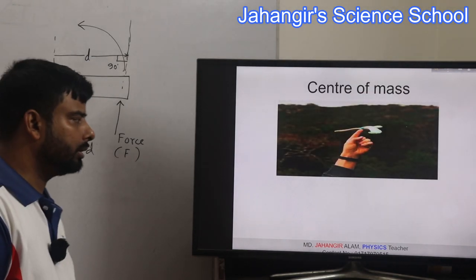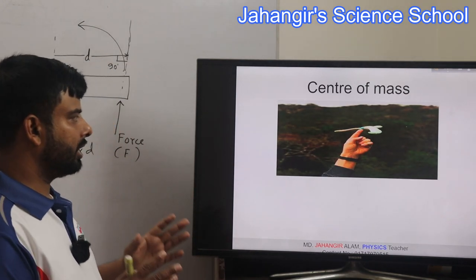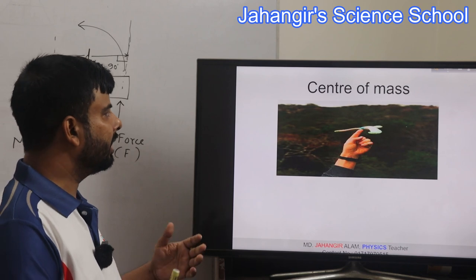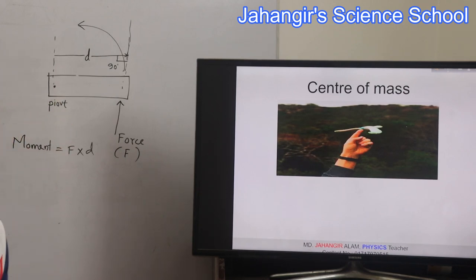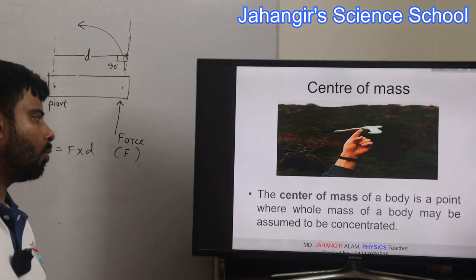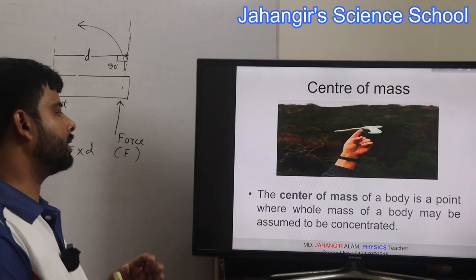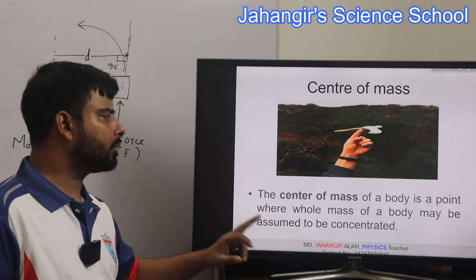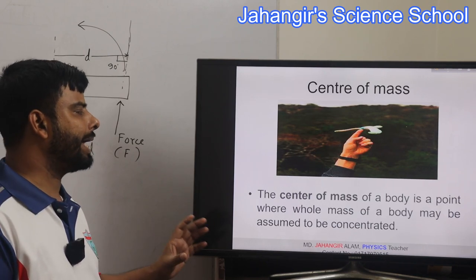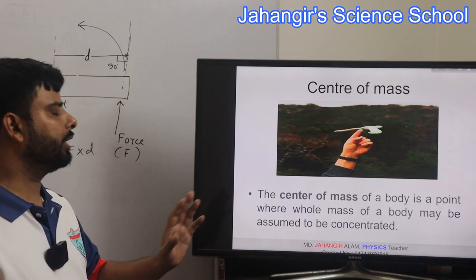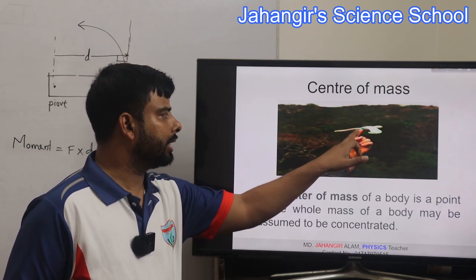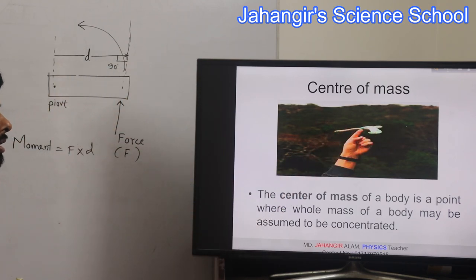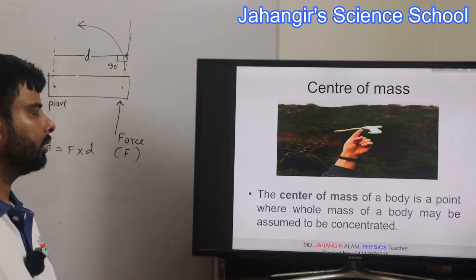Now, center of mass. Look at the picture here. A toy bird is balanced on its point. So, center of mass is the imaginary point where the total mass of the object is considered to act. The center of mass of a body is a point where the whole mass of the body may be assumed to be concentrated. So the center of mass is here, this point, and that's why this bird is balanced on this point.